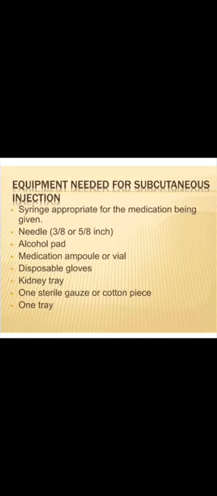Equipment needed for subcutaneous injection: syringe appropriate for the needle and the medication being given, needle, alcohol pad, medication ampule or vial, disposable gloves, kidney tray, one sterile gauze or cotton piece, one tray.